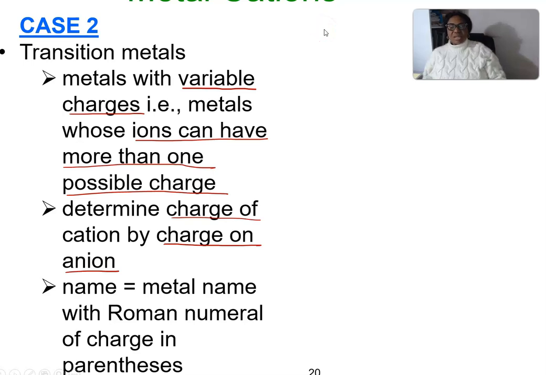And how do we name it? Name the metal first, then after the name of the metal, in parentheses, put the Roman numeral of the charge. Put the Roman numeral of the charge after the name of the metal.